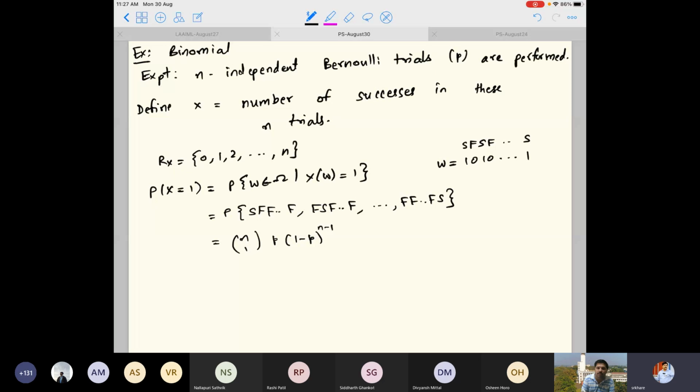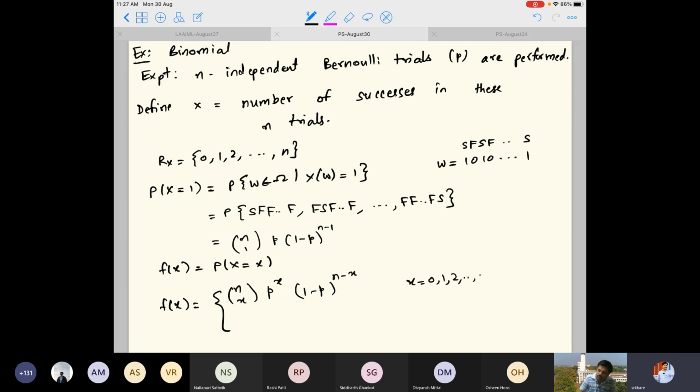So we now define the PMF. How does the PMF look like? This is the probability assignment: probability X is equal to small x, right? The PMF looks like this: n choose x, p raised to x, 1 minus p to the power n minus x, for x taking values 0, 1, 2 up to n, and this is 0 otherwise, right? That's how this looks like. And we say this random variable X follows binomial distribution with two parameters n and p. So once you know what n is and what p is, then you know everything about this random variable.